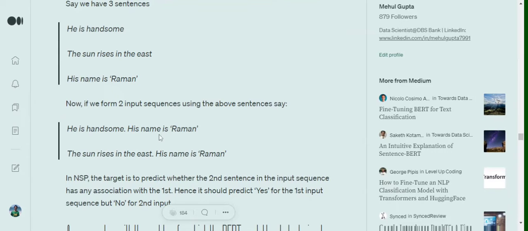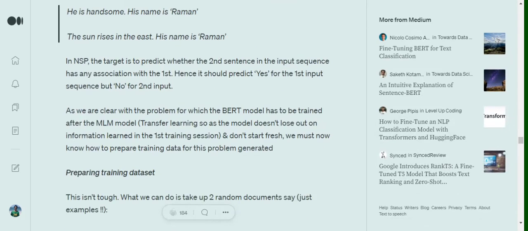So in case of the first one, "He is handsome, his name is Raman," the second sentence is associated with the first one. But in case of the second input, the second sentence is not associated with the first sentence. So for the first one, the label would be yes, the second sentence is associated with the first one, but for the second input, the label would be no.